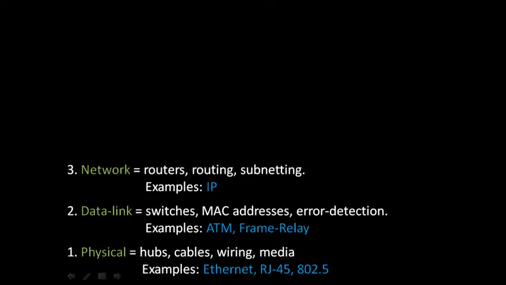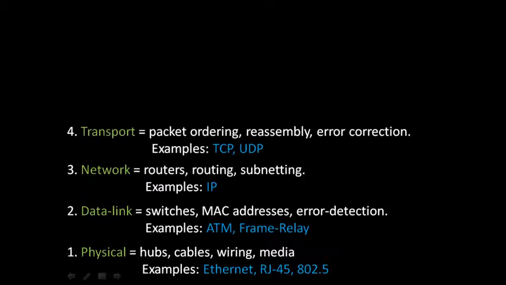The next layer up is the network layer. At this layer, the third layer, routers, routing, and subnetting take place. Examples would be things like the IP protocol. The next layer, the fourth, is the transport layer. Here, packet ordering, reassembly, and error correction after error detection take place. Examples of things that happen at the transport layer would be Transmission Control Protocol and User Datagram Protocol.